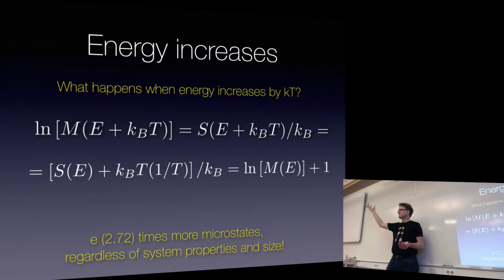Right. Sorry? 1. Yes, 3. The 3 is the first order approximation of e. So any time an energy level goes up by kT, it's a factor 3 less likely to be there. And kT was 0.6 kcal per mole. It's a very small energy. So 1 kcal per mole is roughly 2 kT. So if you're raising an energy level by 1 kcal per mole, it's a factor 10 less likely to be there.